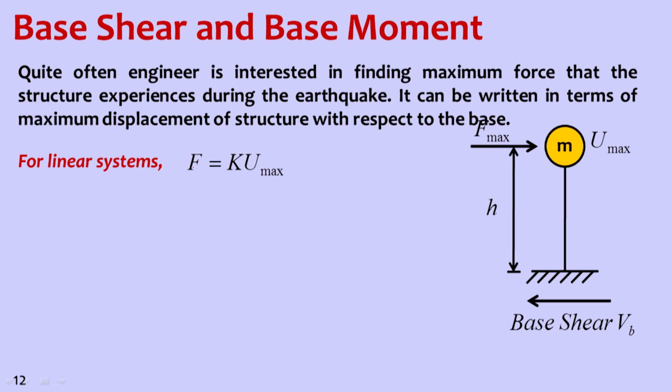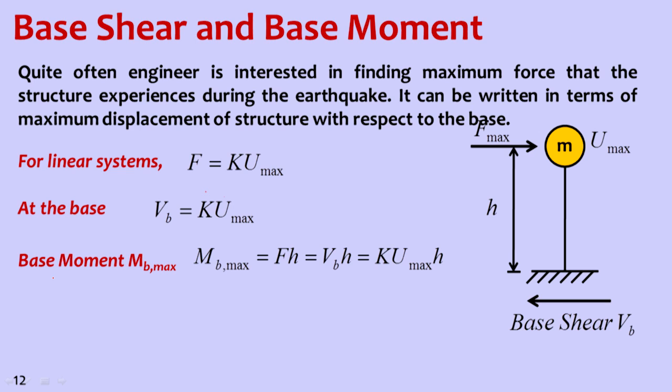So how do we get that force? Force is simply F equals K, stiffness, multiplied by maximum displacement. This maximum displacement is the spectral displacement, which we get from the response spectrum plot. So at the base, the base shear VB is equal to K into U max. And then the base moment MB is equal to force into lever arm, that is VB into H. Hence we can call this directly K multiplied by spectral displacement, multiplied by H.